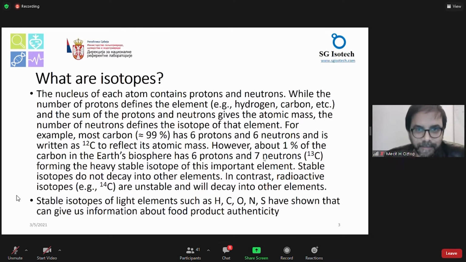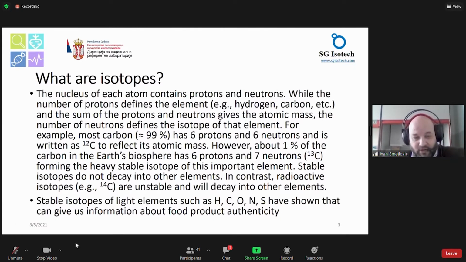Yes. Okay, so stable isotopes of light elements such as hydrogen, carbon, oxygen, nitrogen and sulfur can give us information about food authenticity. Also, unstable 14C can give us one more point when we are talking about authenticity, and it is especially used for detecting illegal addition of synthetic ethanol to alcoholic beverages.